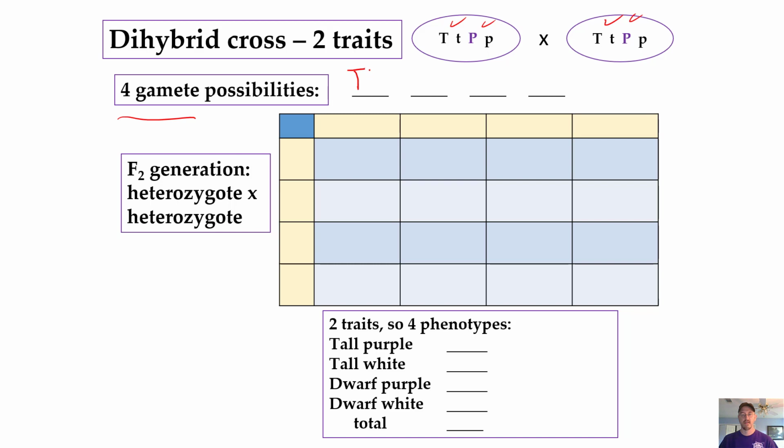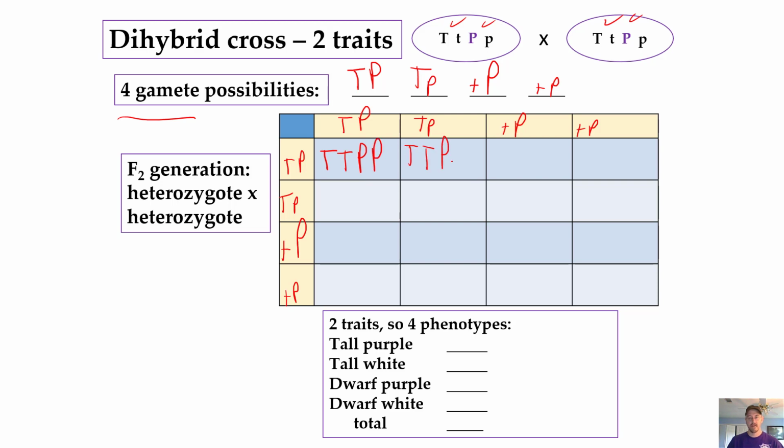Well, they can make a big T and a big P, right? They can make a big T and a little p. They can make a little t and a big P, and they can make a little t and a little p, right? So what you do then is you put those gametes down here. Big T, big P, big T, little p, little t, big P, little t, little p. And then over here you would have the same. And then you start crossing them together. So for example, this first box would be big T, big T, big P, big P. If I do this one here, it would be big T, big P, big P, little p.